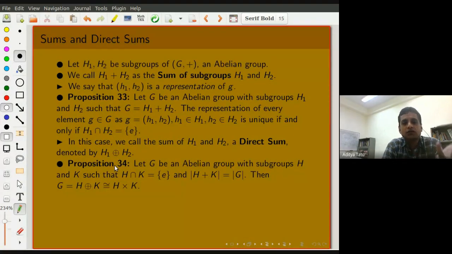So now we have defined direct sum, right? We now want to see under what conditions the direct sum of two subgroups is equal to the entire group G. Remember, we have just defined that if H1 and H2 are two subgroups and if the intersection contains only identity, then the sum of H1 and H2 will be a direct sum. But we are now trying to answer when is G equal to H1 direct sum H2.